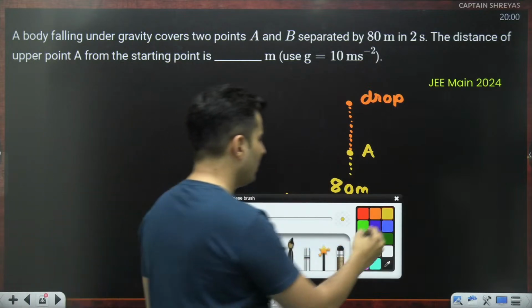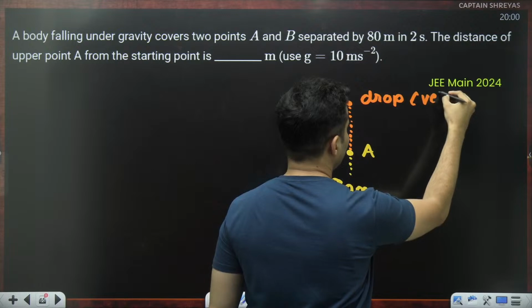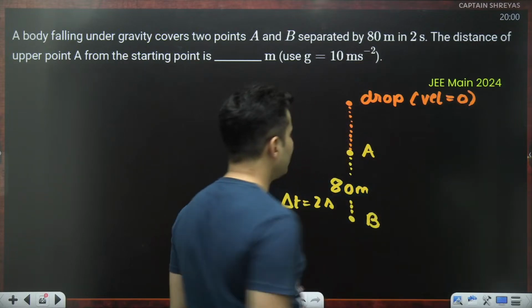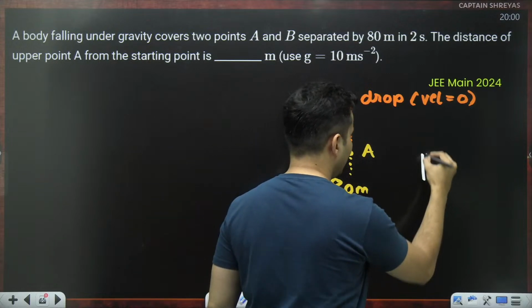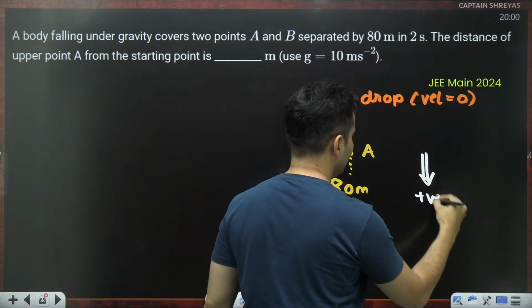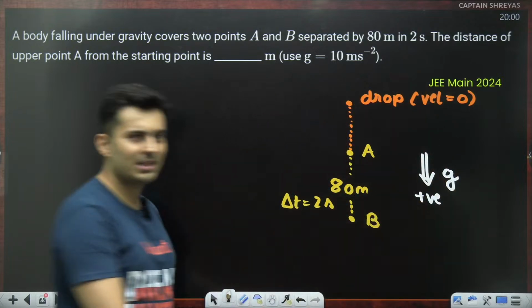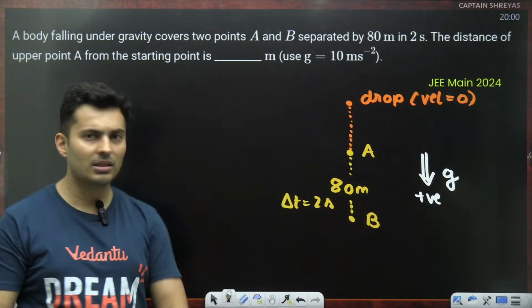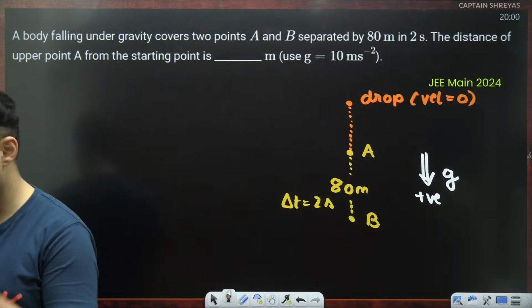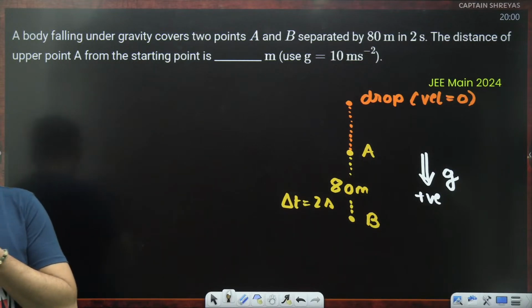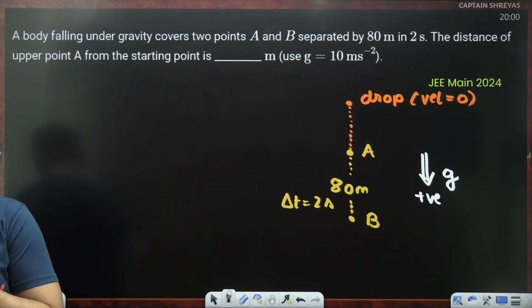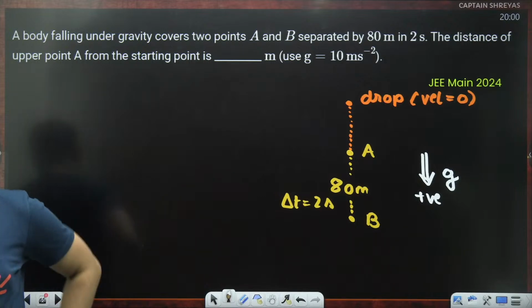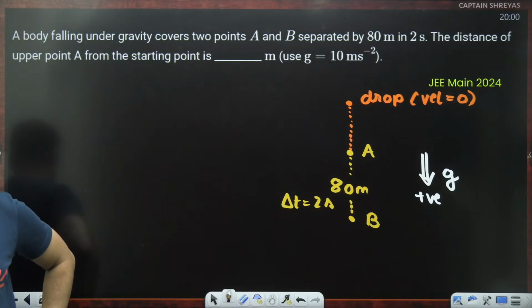When I say drop, that also means the velocity at that point was zero. And I feel it is better that I take downward direction as positive, and all the motion is happening in the downward direction. So even g is downward, so g will also be positive. So what kind of equations can I write in this particular scenario?